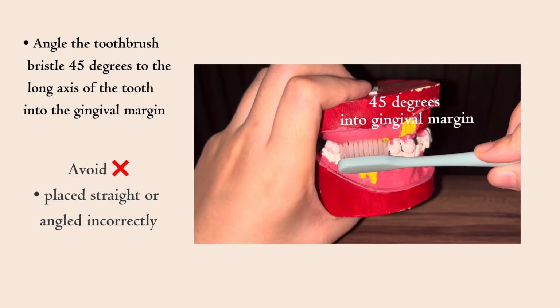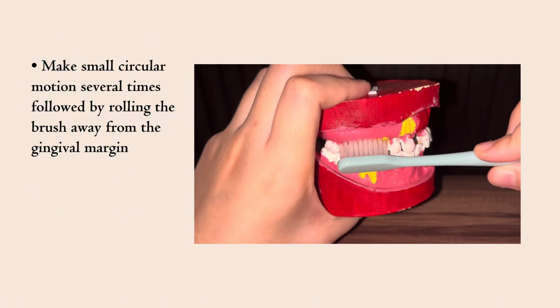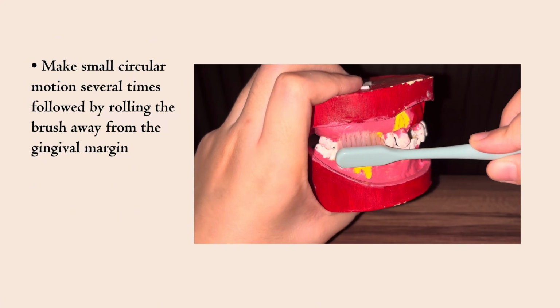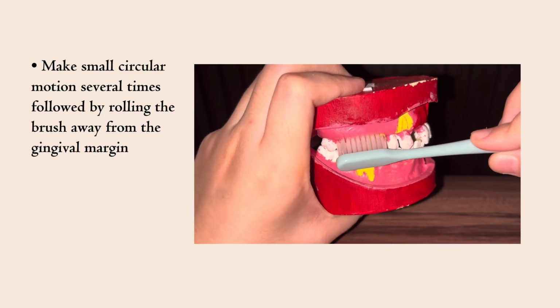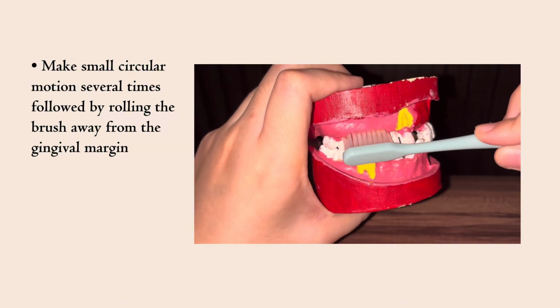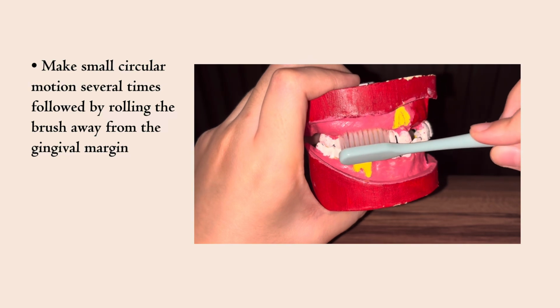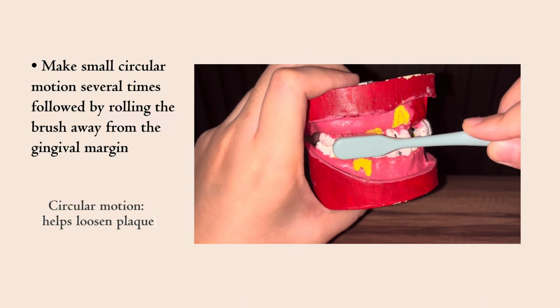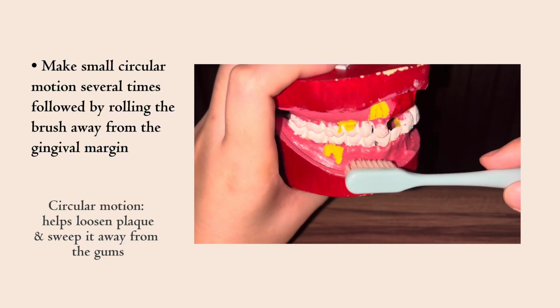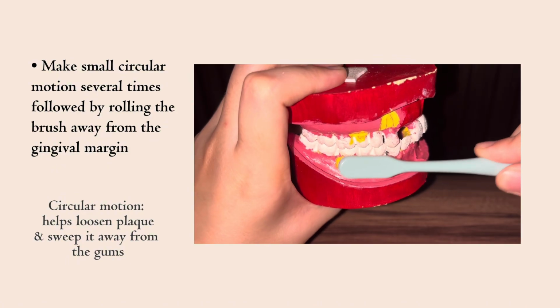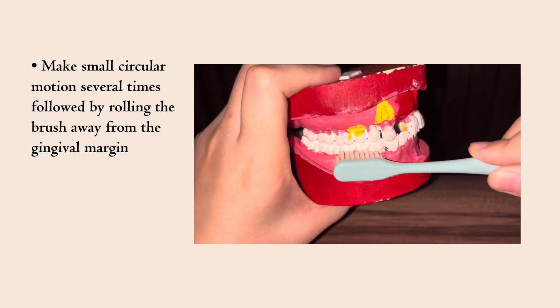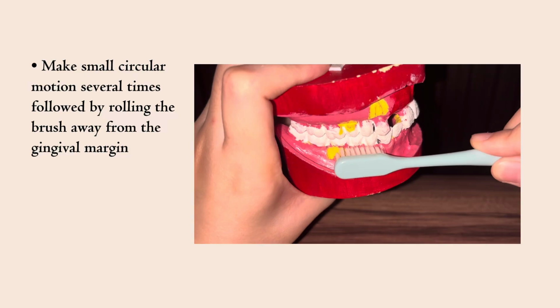It is also important not to press too hard, as excessive force can damage the gums and lead to gum recession and sensitivity. Next, make small circular motions several times, followed by rolling the brush away from the gingival margin. This movement helps loosen plaque and sweep it away from the gums. The movement should be gentle and controlled.